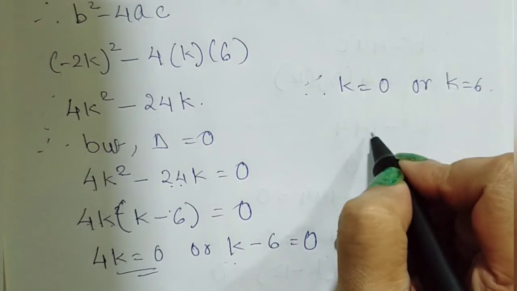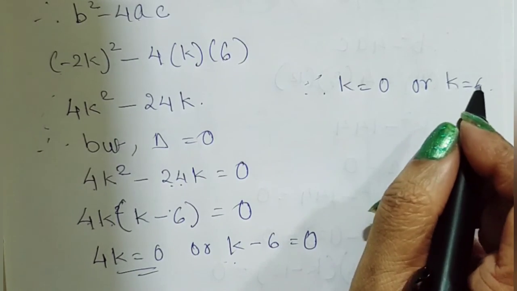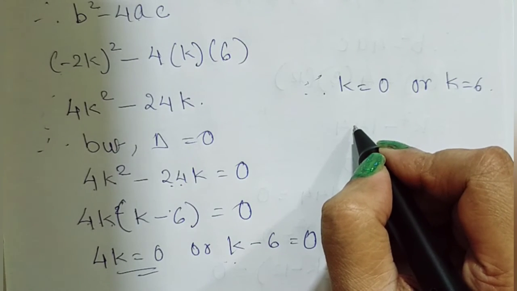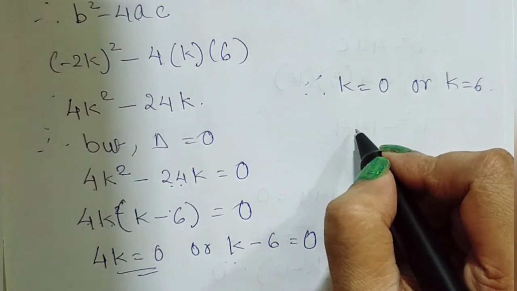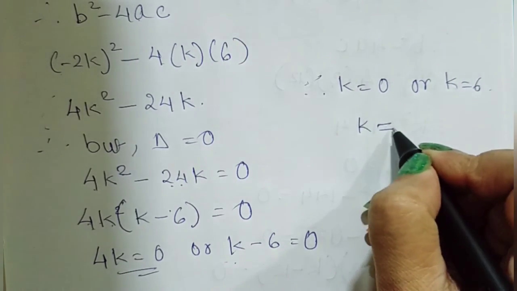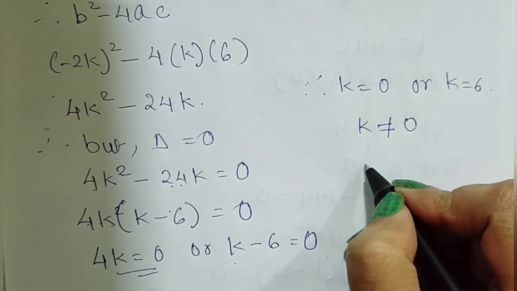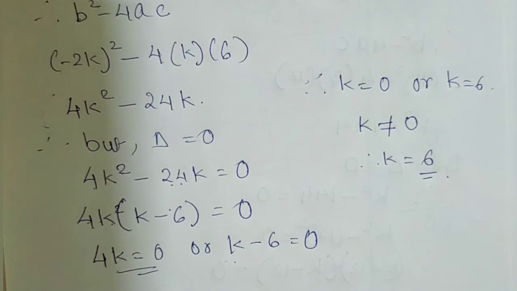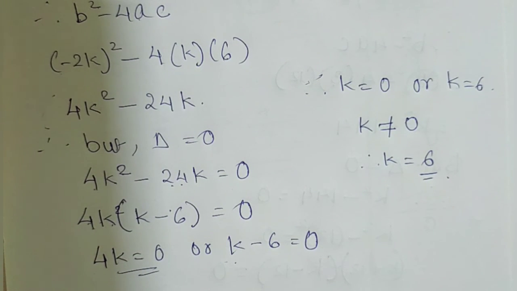Okay. But k is not equal to 0, that's why k is 6. I hope you are getting. Here k is not equal to 0. So k value is what? K value is 6. I hope you are understanding. I hope you understood.